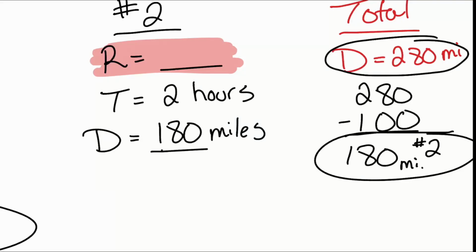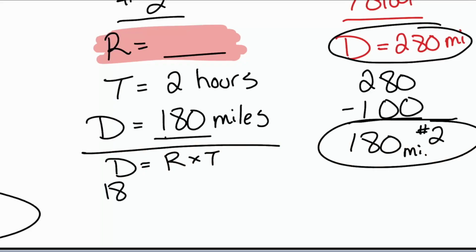Now, everybody, do we have enough information to find the rate for the second leg specifically? Yeah, now we do, right? So we're all set. We'll go ahead and write our formula out. Distance equals rate times time. Plug in what we have, 180 for the distance. Rate stays where it is, 2 hours for the time.